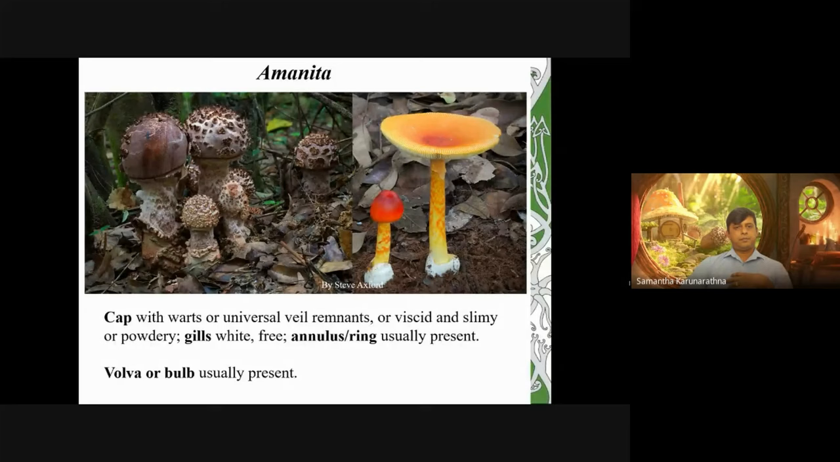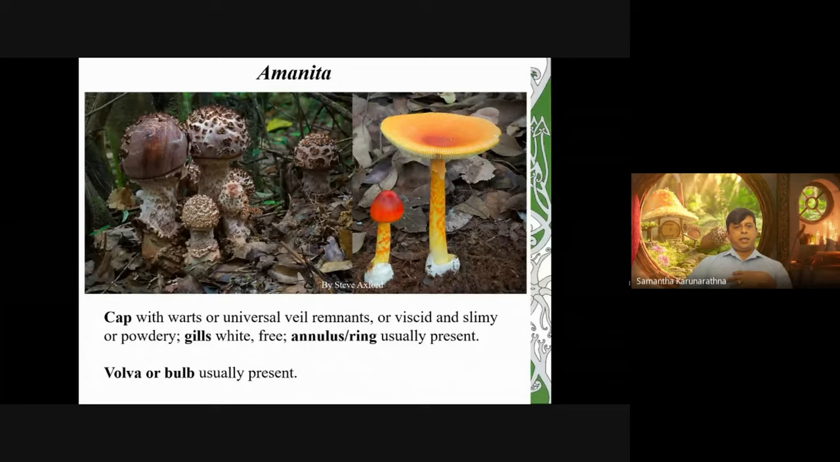And this is Amanita. So Amanita contains both poisonous and edible mushrooms. The one here is Amanita hemibapha. This is an edible mushroom. And also there are some deadly poisonous ones like Amanita phalloides in the Amanita group. That's why we have to be careful when we deal with this genus.